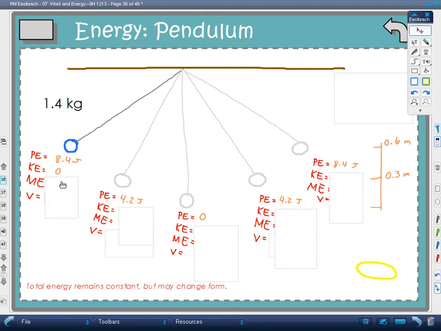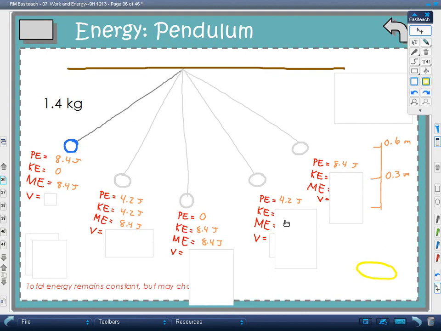And thus the total energy, also known as the mechanical energy, is 8.4 joules. The kinetic energy here, well, there has to be half of it over in kinetic energy, so it's 4.2 joules. And the mechanical energy is still 8.4 joules. Down here, all the energy is in the form of kinetic, so the mechanical energy is 8.4 joules.